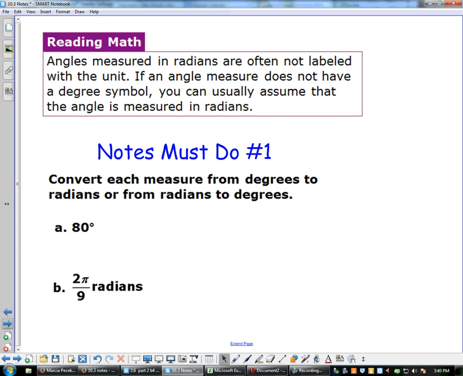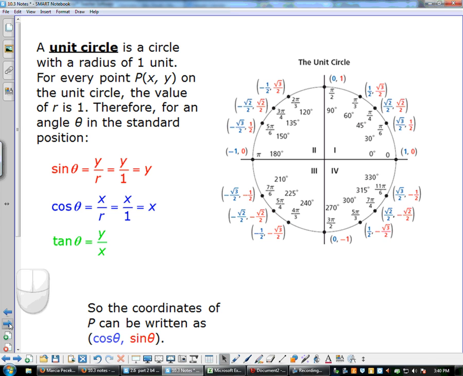Correct. Yeah, leave it. Do not multiply the pi out. Leave the pi in your answer. All right, now, how is this all going to help us?